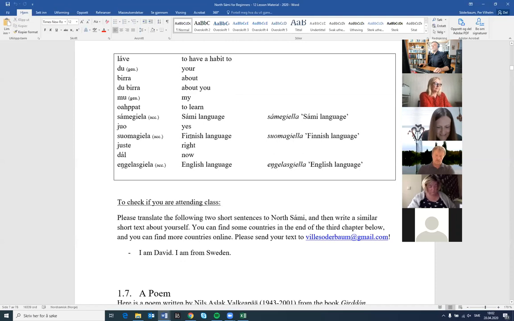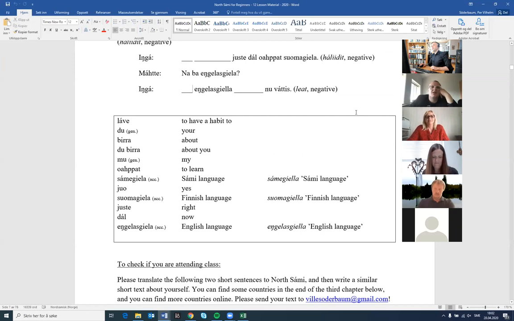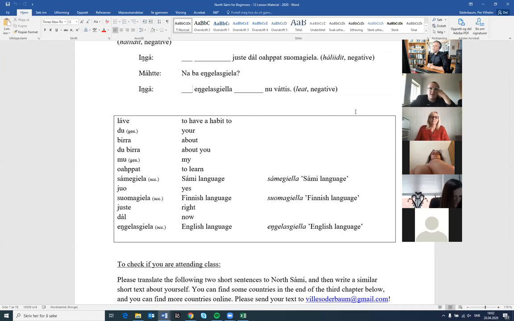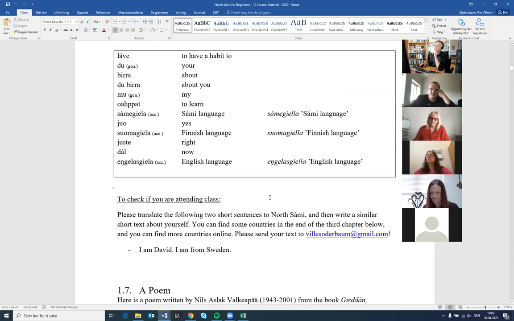Okay, thank you for now. I think we try to take a break, like 10 minutes, to 12 minutes past this hour. And you can get some water and tea or whatever you drink. And we come back to see the end of the, read this poem by Nils-Aslak Valkeapää.